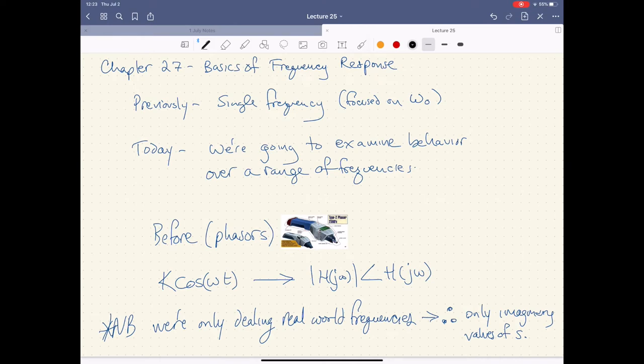So, basics of frequency response. This chapter is, I think, honestly, the most difficult chapter in the entire book. Number one, it's very dense. There's a lot of stuff in this chapter. And number two, like many of the chapters before, it's one of these culminating points for everything that we've learned so far, including the knowledge that you are bringing in from phasors.